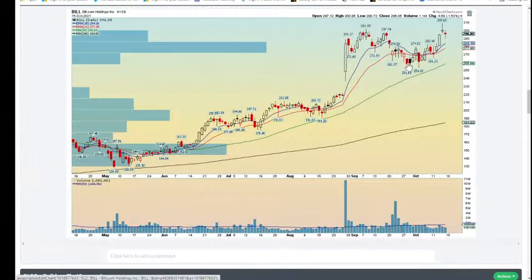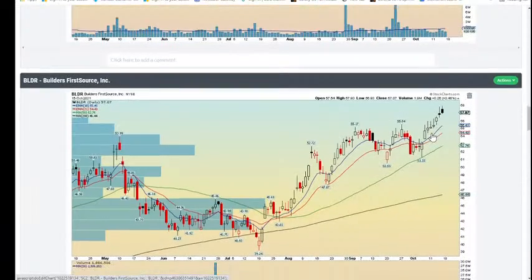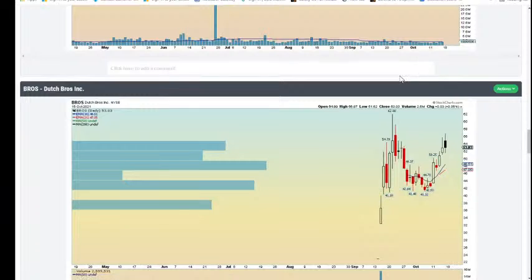BLDR, I love the look of this. Just building a nice base here after breaking out of this previous base. This is a base, but kind of has a cup within the base. Tried to push out of this pivot area, proper pivot here, but it's pulling back. As you can see, bigger volume here, but pulling back on lighter volume. So would love to see a pullback down in here to the 284.10 MA to give you a better risk reward, or if you're trading against the 21E, and then you can look for an entry there. So BLDR continues to move up after the breakout here.